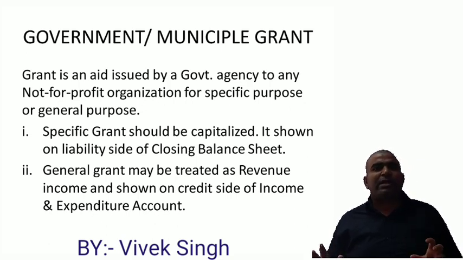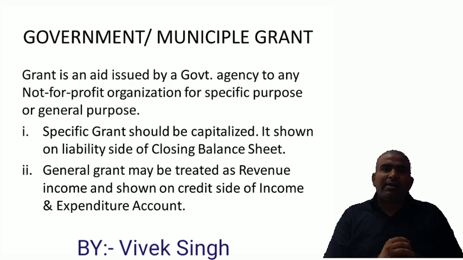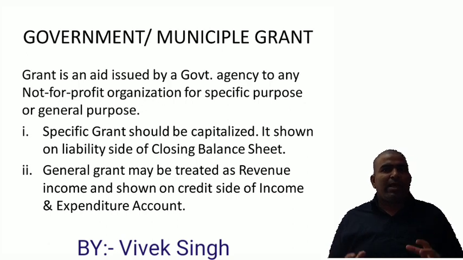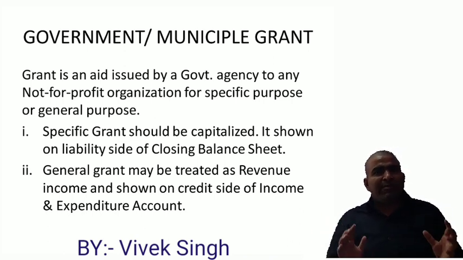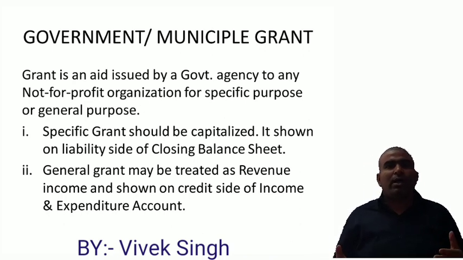Clear? So this amount may be for a specific purpose, may be for a general purpose. If it is paid for a specific purpose, then it will be treated as a capital receipt, and it is shown on the liability side of closing balance sheet. Clear? And if it is paid by the government for a general purpose, means there is no specific purpose for the grant, then it will be treated as a revenue receipt. Revenue receipt is always known as income, and it will be shown on the credit side of income and expenditure account. Clear? So that is about the grant.